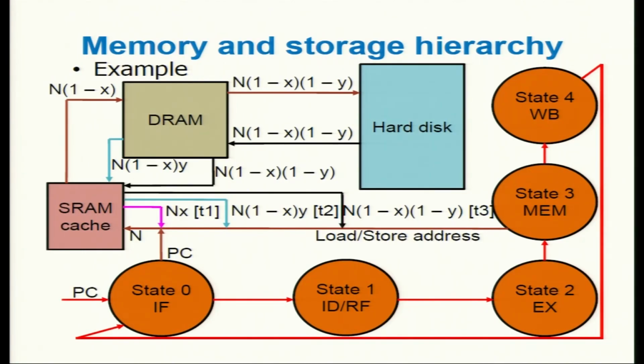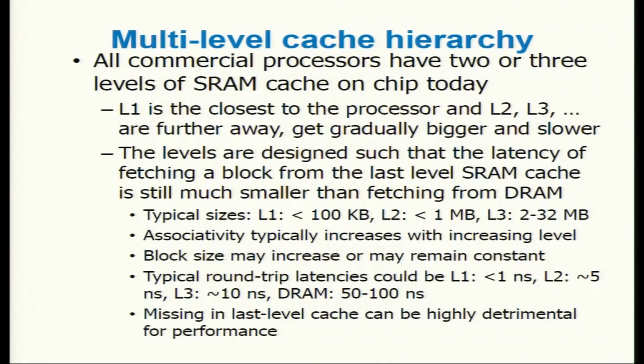The reason is exactly the same as why we have this storage hierarchy gradually getting bigger. The same principle dictates that I can further divide my SRAM cache into multiple levels of increasing capacity. L1 is the closest to the processor, that is the L1 cache or the level 1 cache, and L2, L3, etc. are farther away. Today, typical high-end server processors have 4 levels of caches: L1, L2, L3, L4. And as you go away from the processor, they get bigger and they get slower.